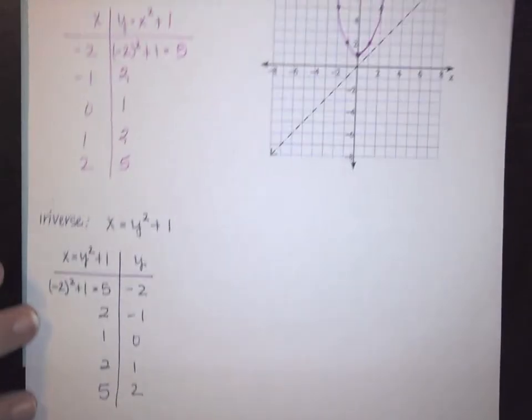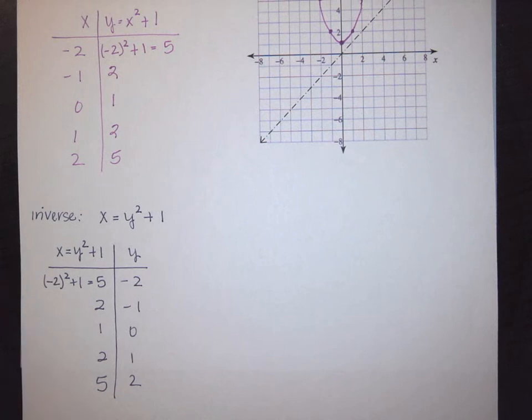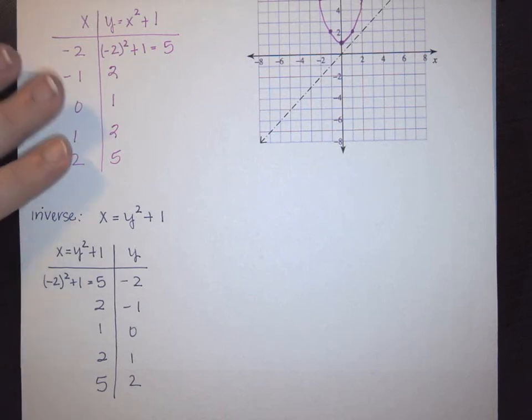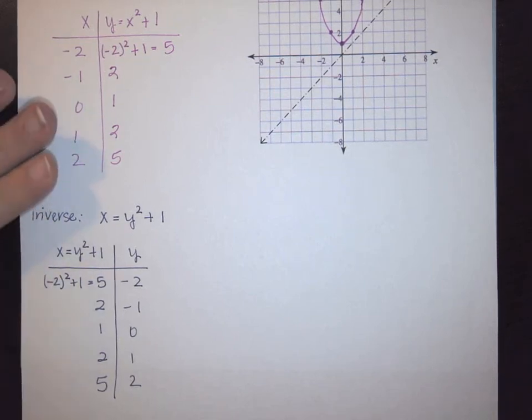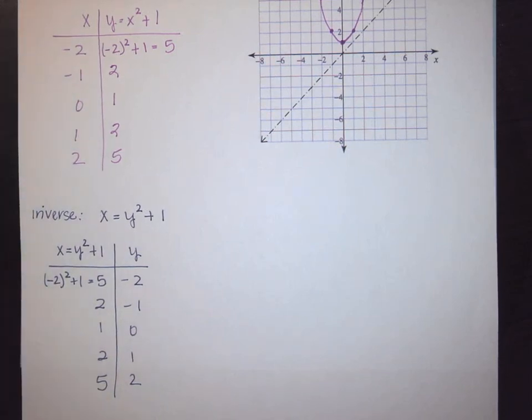Okay. Now, if you look at these two tables, notice they do follow the definition of inverse. Remember we talked about how your coordinate points, you switch your x and your y coordinates. So if you look at these two tables, notice that is exactly what has happened. If it was an x, it became the y. If it was the y, it became the x.